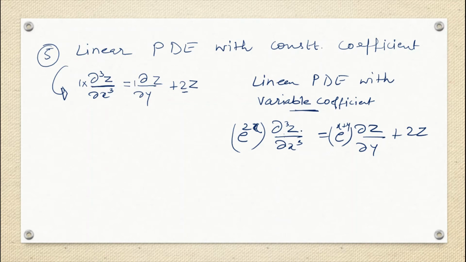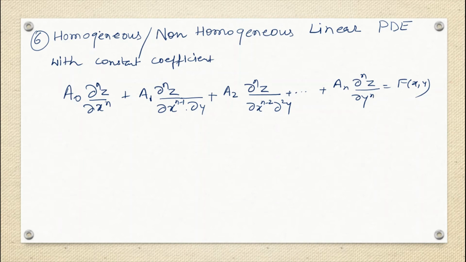So these equations we are discarding, because what we are going to check now is homogeneous and non-homogeneous linear partial differential equations with constant coefficient. Now we are coming to check the homogeneous or non-homogeneous property of linear partial differential equations with constant coefficient.